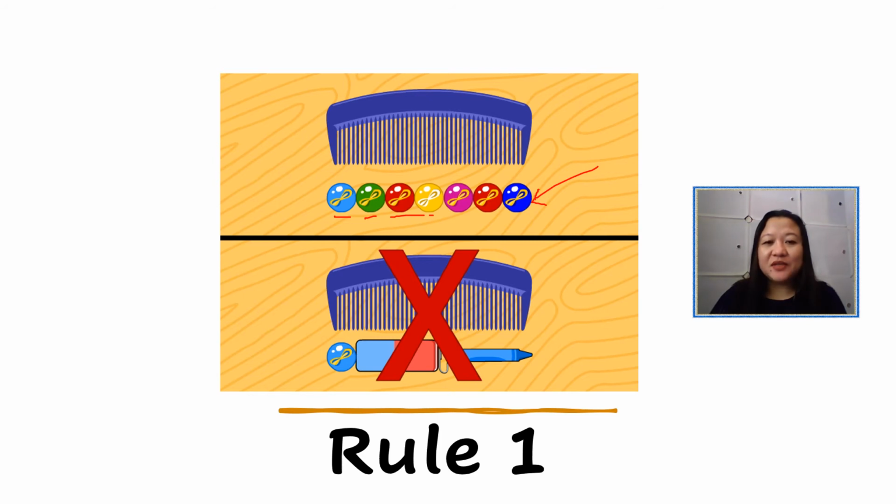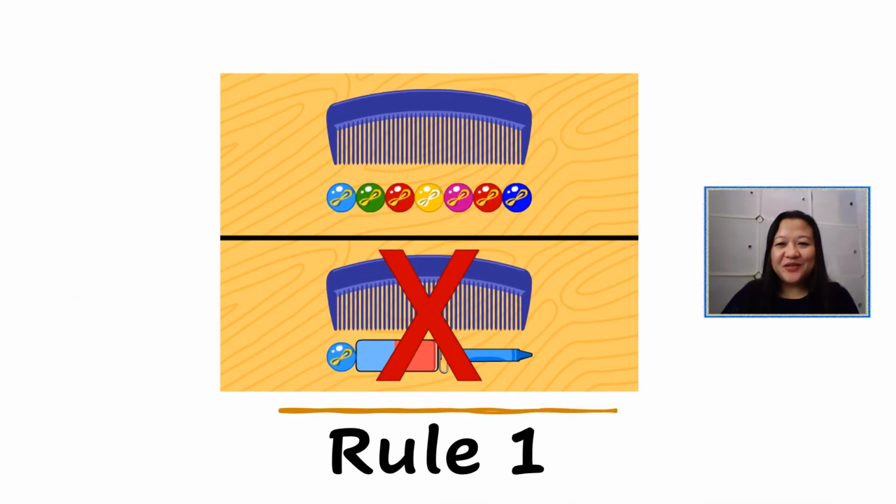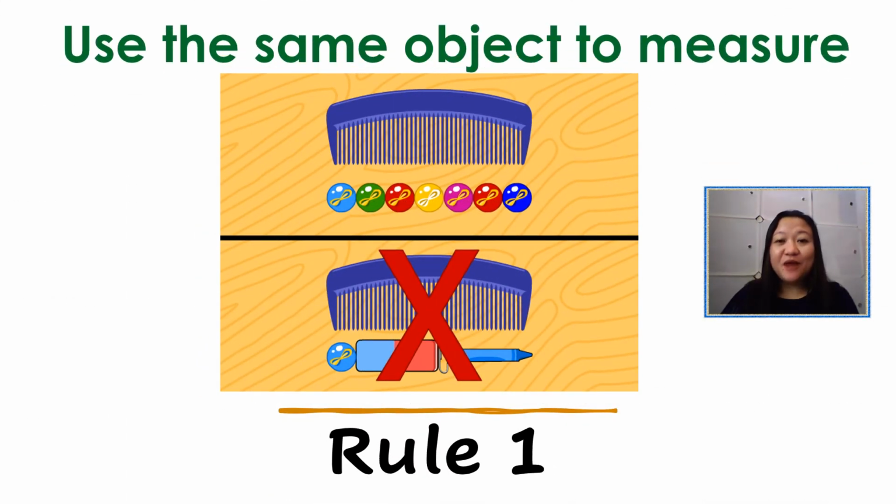So this comb is 1, 2, 3, 4, 5, 6, 7 marbles long. And over here in the second illustration, we can see that the comb was being measured using different objects, and that was wrong. What is rule number 1? Use the same object to measure. Can you repeat that? Use the same object to measure.